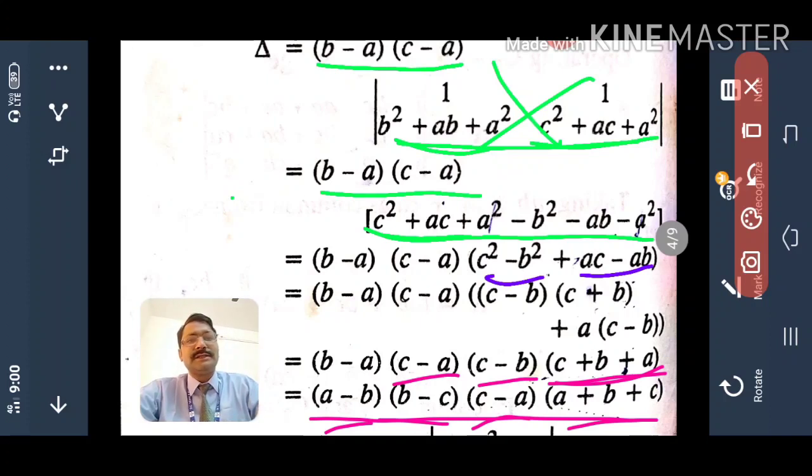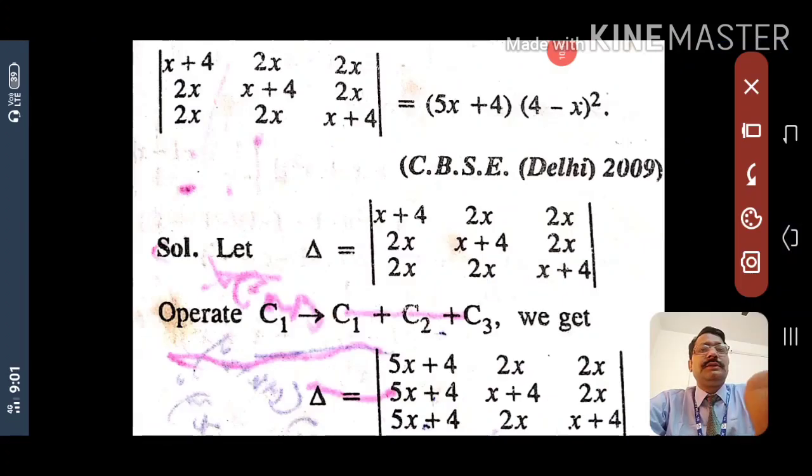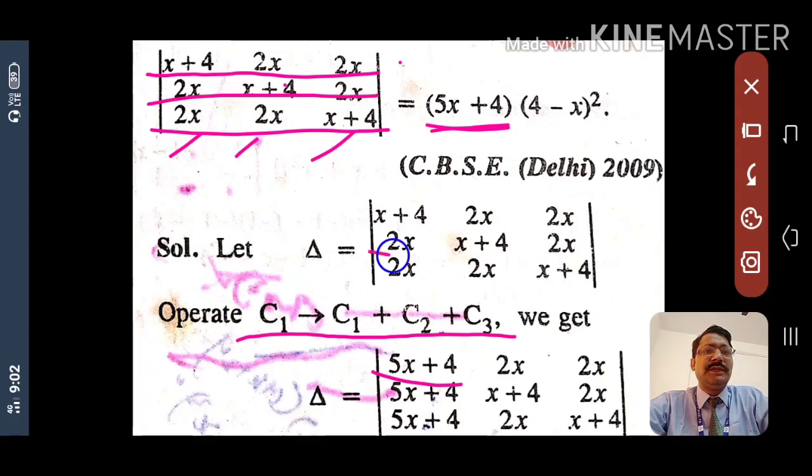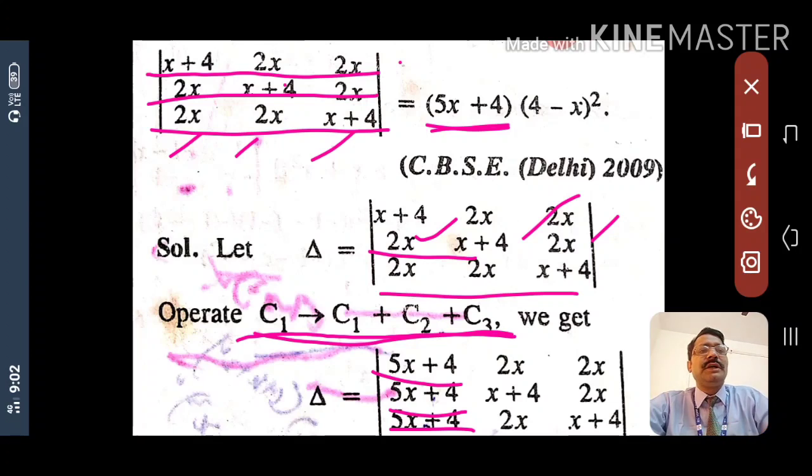I think you will understand this, and if you do not understand, watch this video again and try to do it. Here you can check the first row, second row and third row. In this, if you add all of these you will get 5x plus 4. That means you have to do c1 equals c1 plus c2 plus c3. When you add column-wise, x plus 4, 2x and 2x will be 5x plus 4. Similarly, adding the first, second and third columns, 2x, x and 2x will be 5x plus 4. Similarly for the third row you will get 5x plus 4, so c1 is what you have to change here.